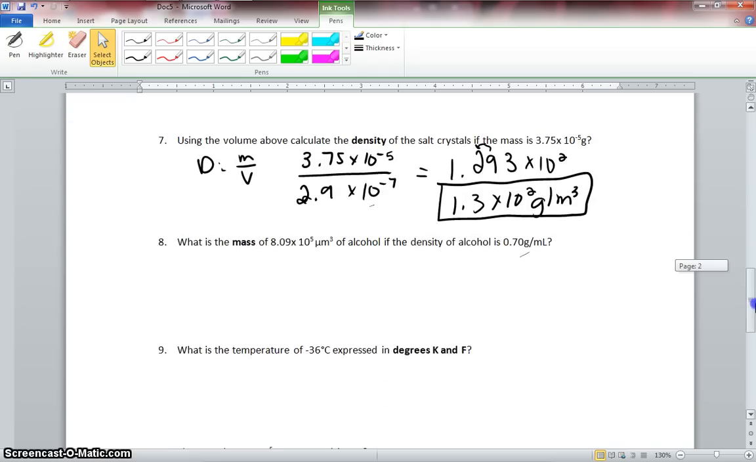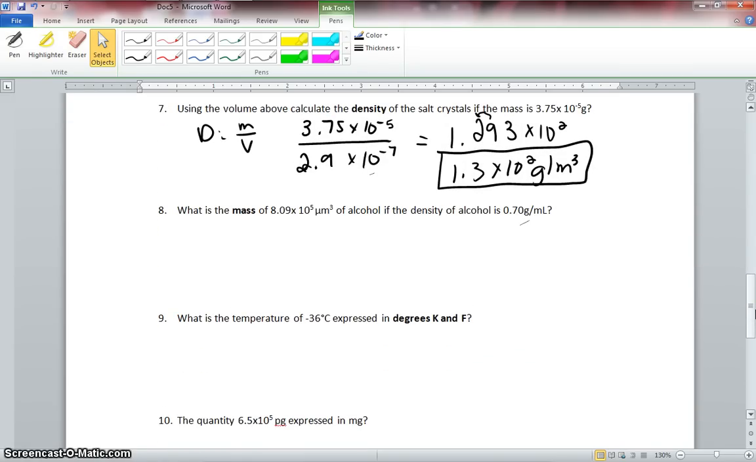Next question. What is the mass of 8.09 times 10 to the fifth micrometers cubed of alcohol if the density of alcohol is 0.70 grams per milliliter? So the first thing that we have to do is convert. We need to get this into milliliters. Well, what's equal to milliliters? Centimeters cubed. So we have to go from micrometers cubed to centimeters cubed, which is then equal to milliliters.